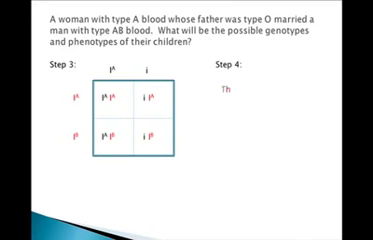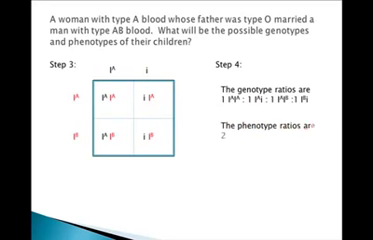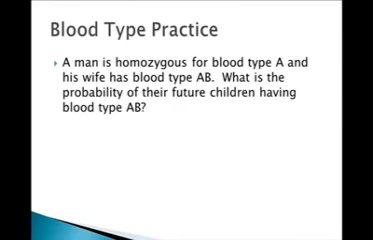So let's take a look at the genotype ratios. And that can get a little hairy, so you may want to write them in a way that makes sense to you. And the phenotype ratios are a little bit easier. 2 type A's, 1 type AB, and 1 type B. Notice there's no type O's. But let's take a look at this one. A man is homozygous for blood type A. His wife has blood type AB. What is the possibility that their future children will have blood type AB?